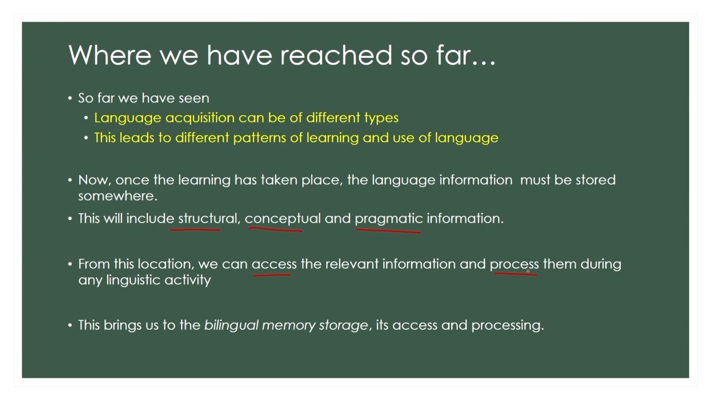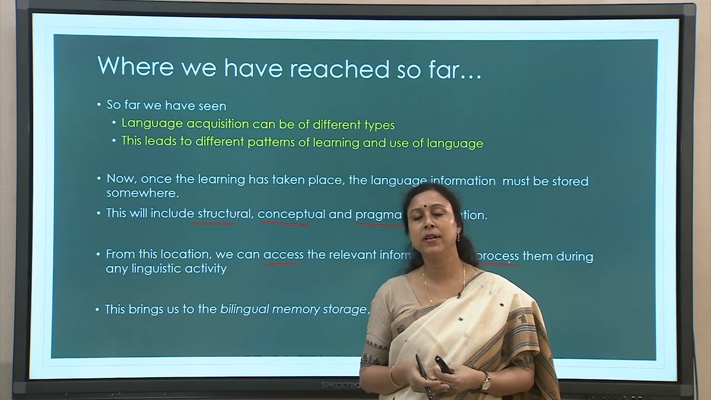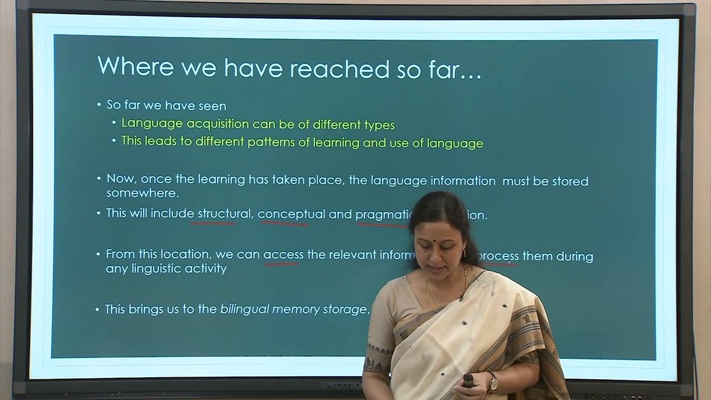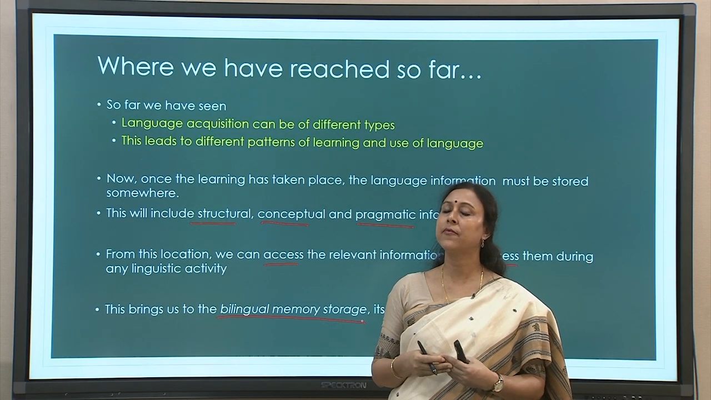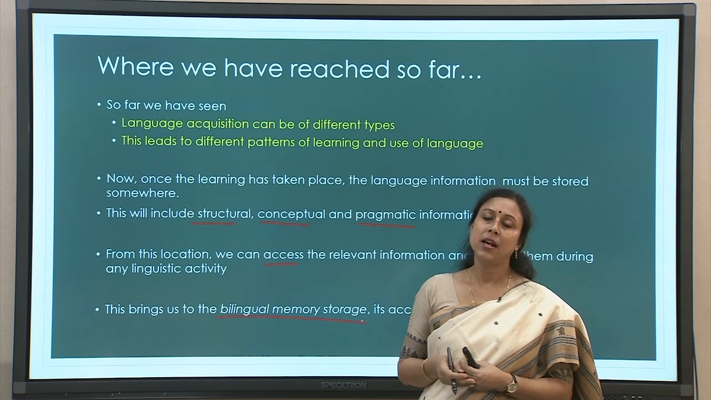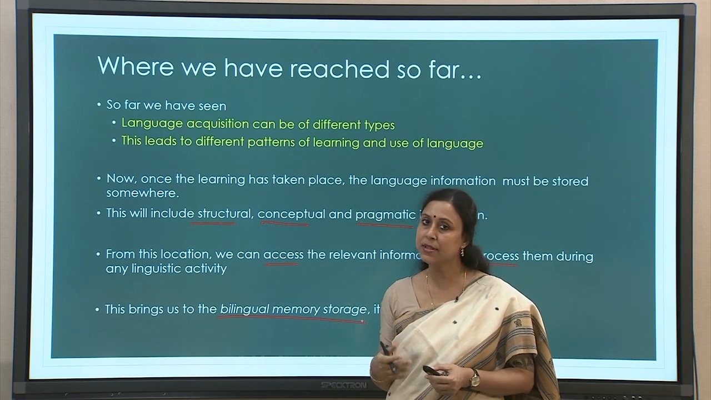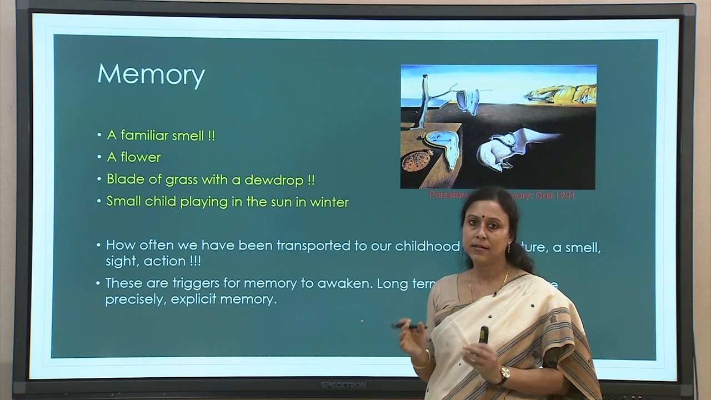Why do we need to access? We need to access that information for two things. One is when we understand or comprehend somebody else speaking. Second, when we speak ourselves. So, both for comprehension as well as production or articulation, as we are more familiar with, both of these kinds of processes need to access the stored information. So, this entire background takes us to what is called bilingual memory storage. We have already seen that bilingual storage should include structural, conceptual and pragmatic information, the same kind of information needed for both the languages, and if there are three languages, similarly another language. So, bilingual memory storage, how it is accessed and how it is processed, this is where we are now.